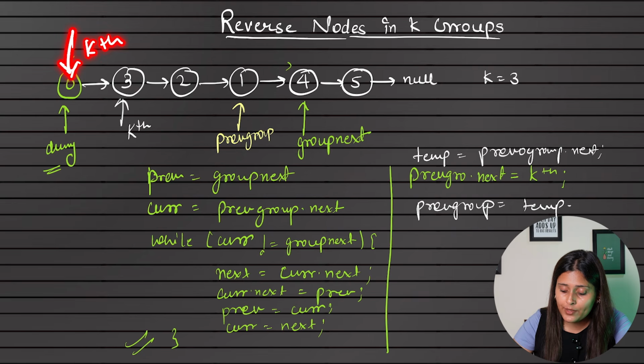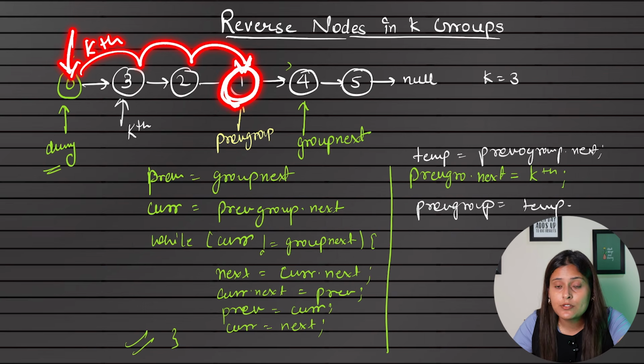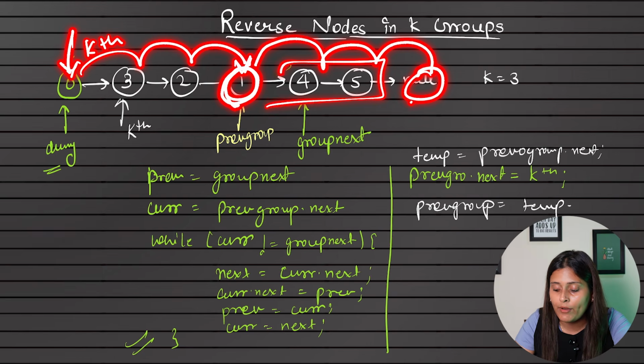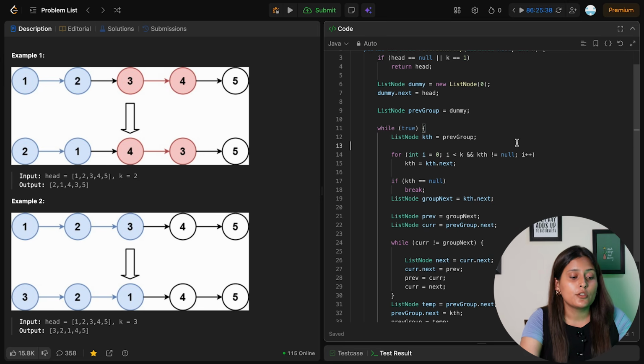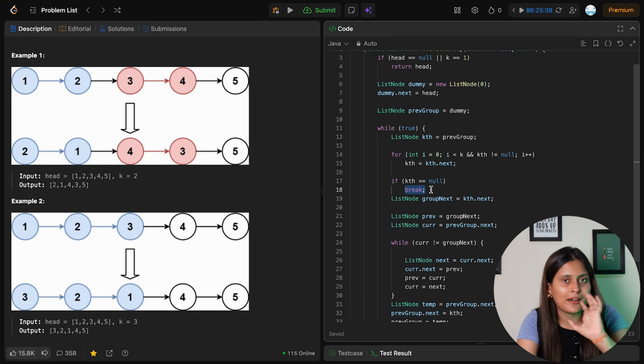Kth node will start from here and it will take how many jumps? K jumps. And after taking k jumps, if it is null, no need to reverse. Because here you saw, 1, 2, 3, it was null. No need to swap, means 4, 5 will not get swapped. So hence we will take k jumps until it is null. Okay. If your kth node is null, means break. No need to swap that group.